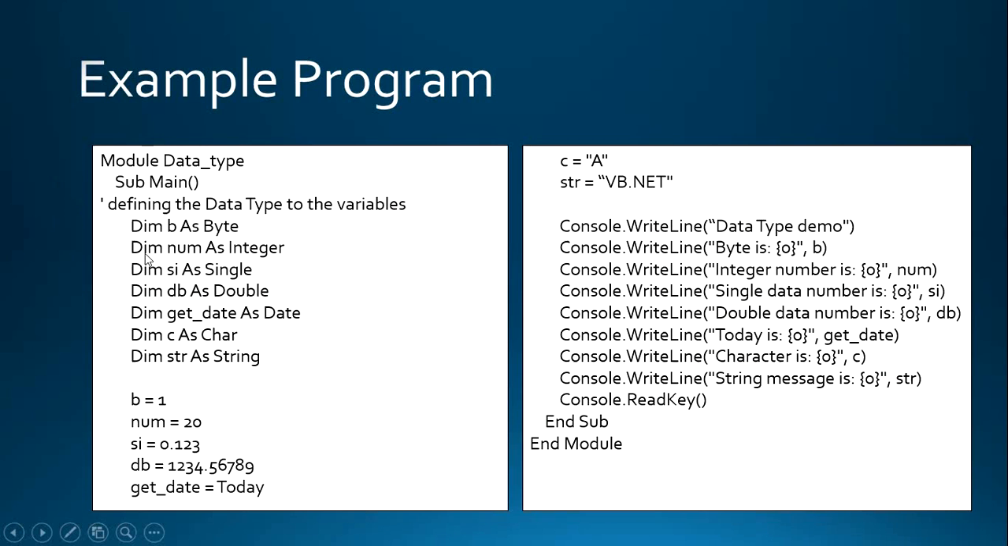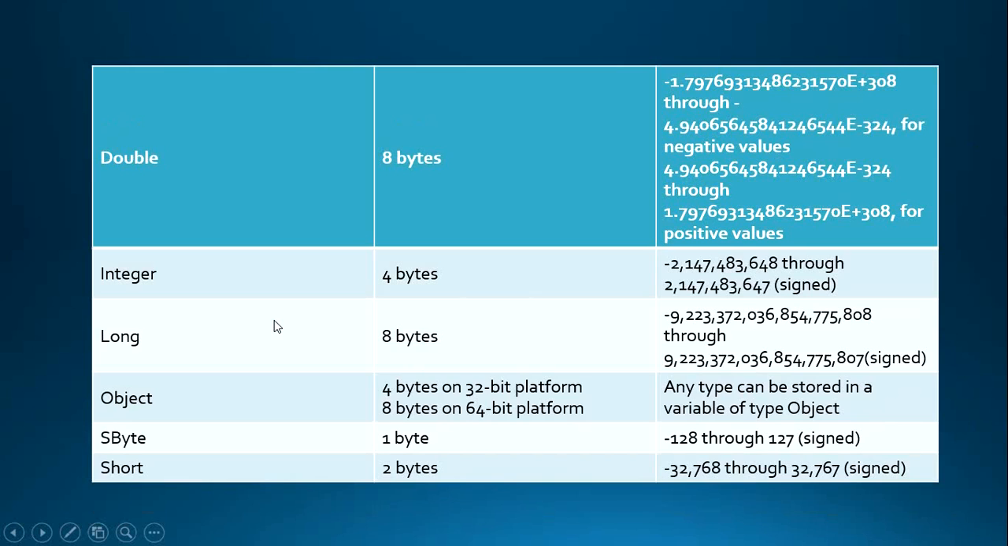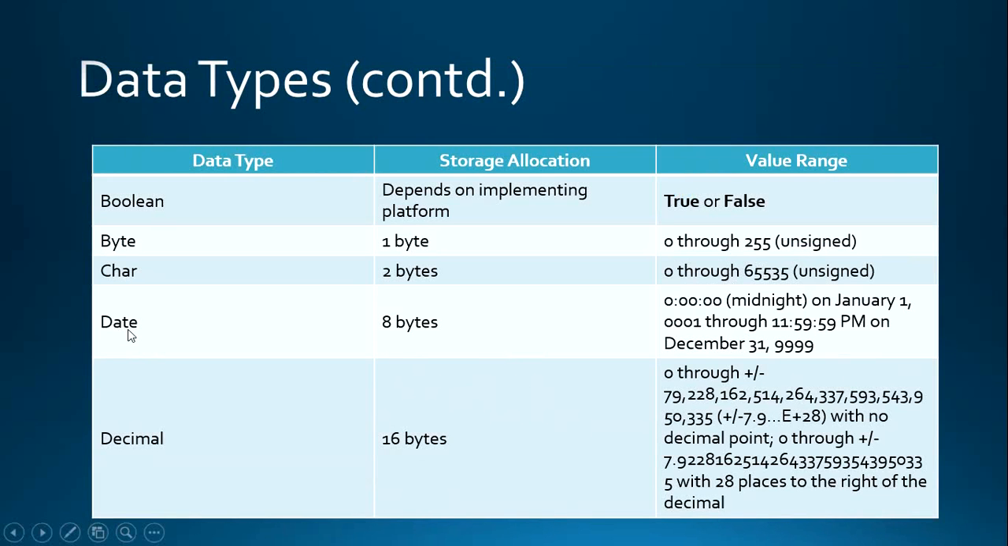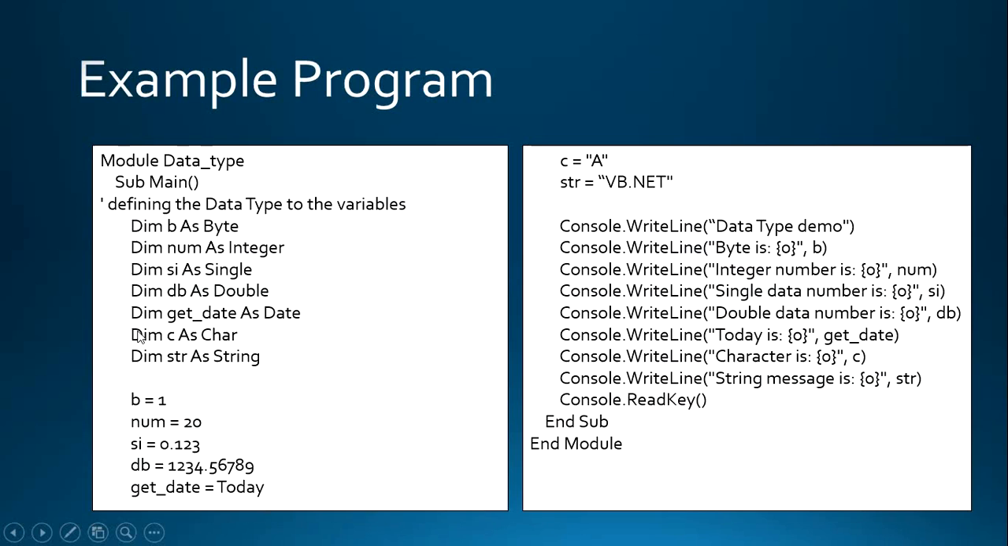Next we create another variable, dim num as integer. Same way, dim si as single, dim db as double, dim get_date as date. This is a variable name, so a variable name can have underscores here. Date is a data type, as we have seen here. Dim c as char, dim str as string. So first of all, we declared all these variables.